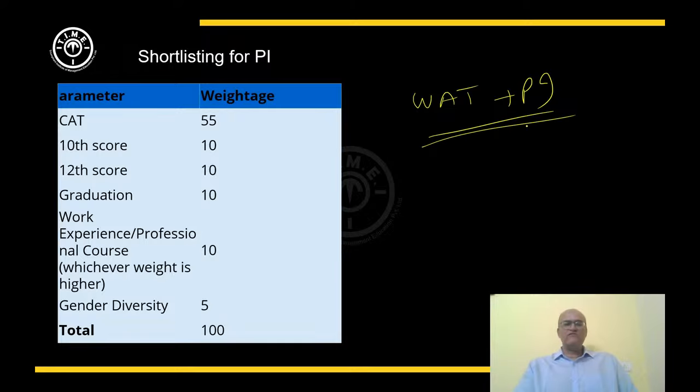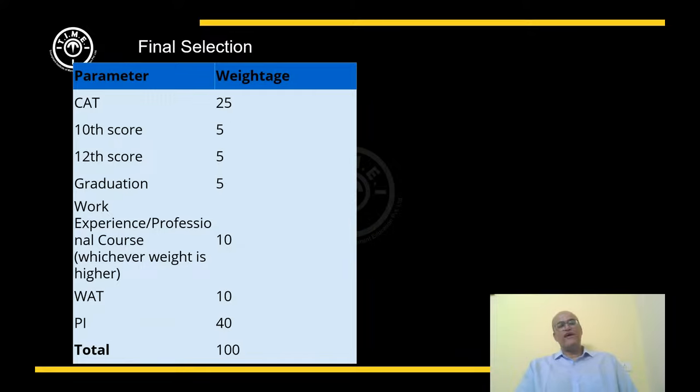Once you are done with your essay writing and your interview round, that's when the final selection will be carried out. Now, question is, how do they carry out the final selection process? So in the final selection process, ladies and gentlemen, again, CAT will have weightage. 25% weightage will be given for your CAT performance. And if you notice, your academics still will play a role. 5% will be the weightage to your 10th, 12th, and graduation performance.